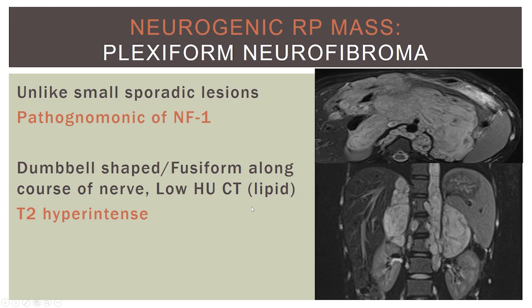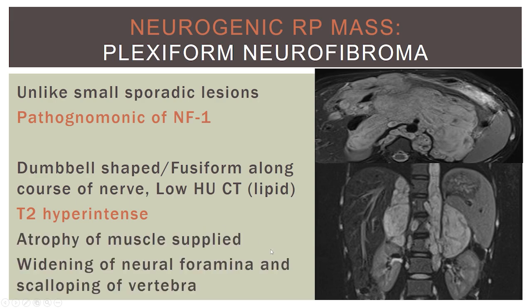They're dumbbell shaped, fusiform, they course along the nerve. You can see low attenuation areas in the CT due to presence of lipid. They're typically hyperintense on T2. They can give atrophy of the muscles supplied by this. They can give widening of the neural foramina and scalloping of the vertebra.